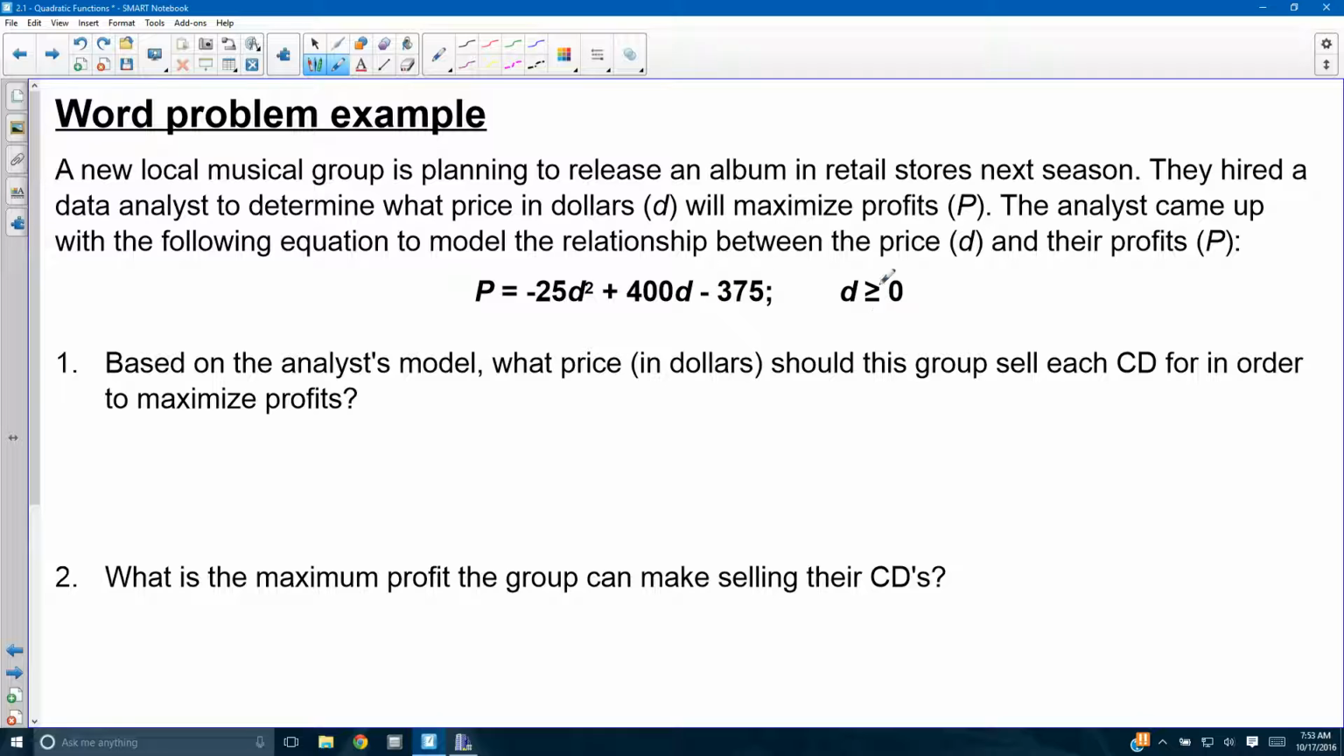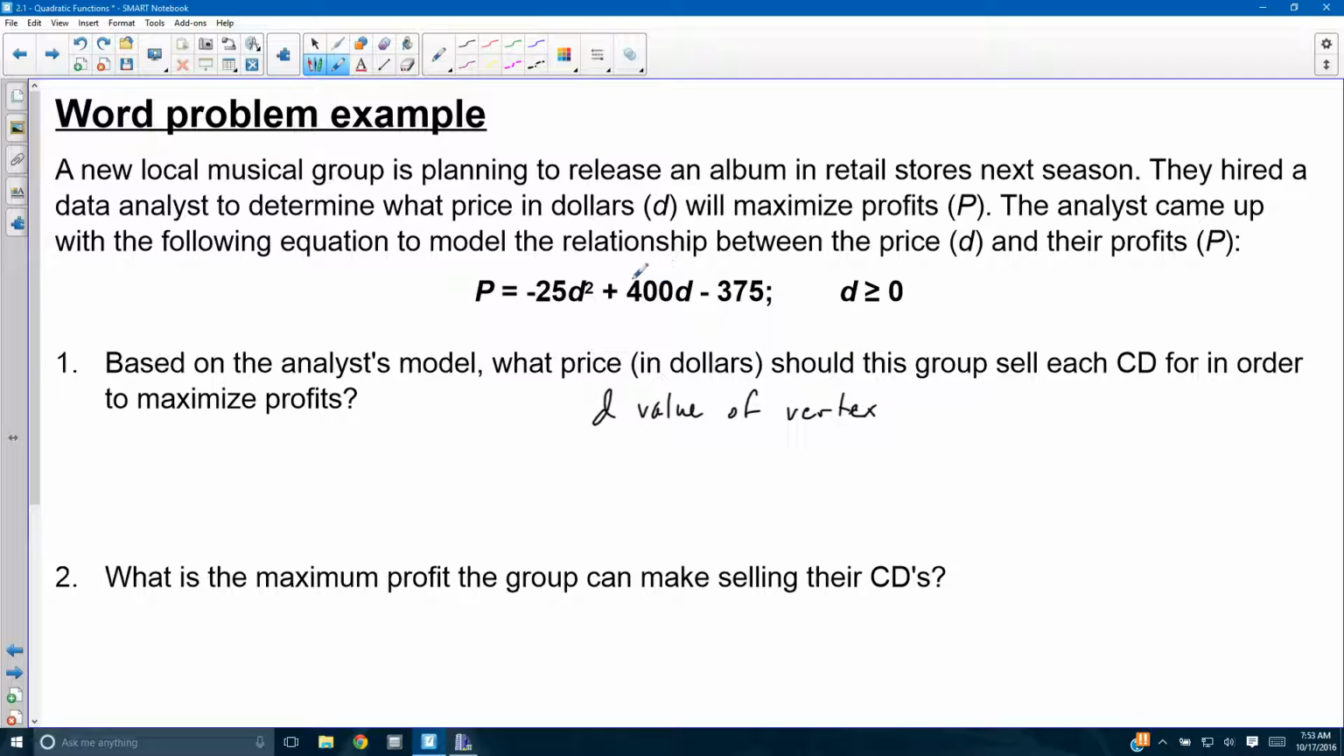That includes the y-intercept and this domain. So based on the analyst's model, what price in dollars should this group sell each CD for in order to maximize profits? If you think about what's being asked here, they're asking for the x value, or the d value, of the vertex. Now, just to shake things up, this time I'm going to solve by completing the square because I didn't last time.